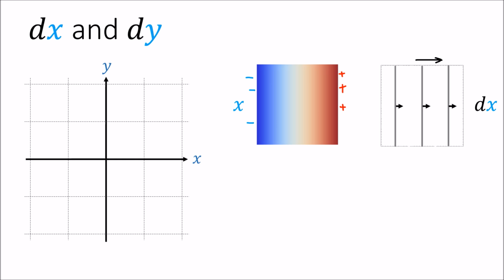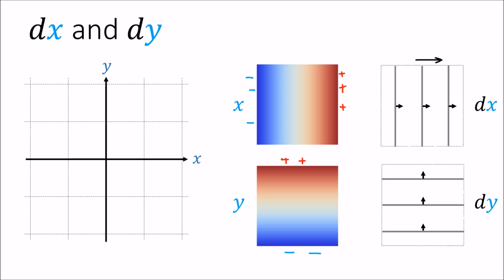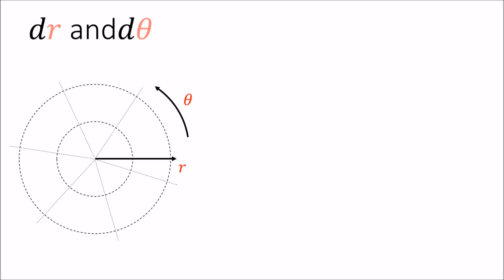And if we consider the scalar field y, it would look like this, with the positives up top and the negatives down at the bottom. And so the covector field dy would look like this, where the level set curves are horizontal and oriented upward toward positive y. We can also consider dr and d theta.